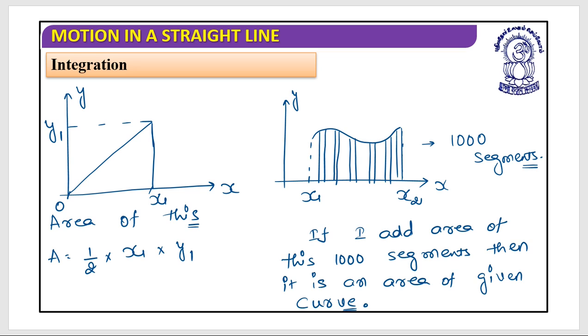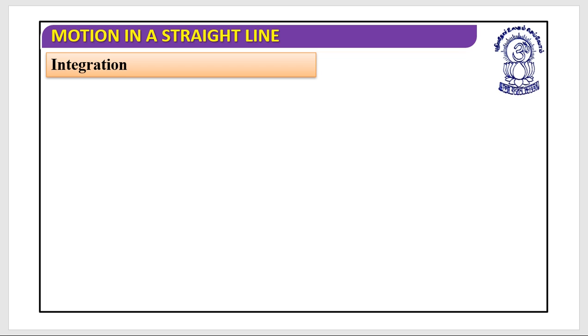Yes, this helps. But tell me, practically, is it viable to divide this into 1,000 segments and then find it out? You are going to find the area of this strip, then the area of this, then this, and do the same thing for 1,000 such strips, and then add them. Is it viable? Can we do this? No. But we have one very powerful tool in mathematics.